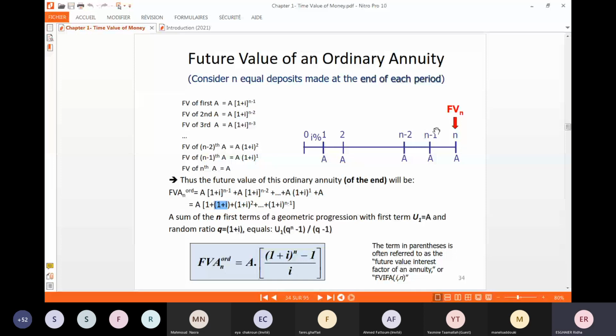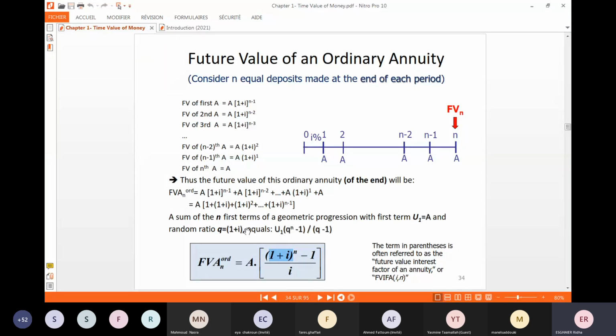The sum of this geometric progression is equal to u1, the first term, times q, the common ratio, power n minus 1, over q minus 1, or u1 times 1 minus q power n over 1 minus q, the same thing. Replacing u1 by A and q by 1 plus i, you have power n minus 1 in the numerator, and in the denominator, q minus 1, 1 plus i minus 1, will give you i.